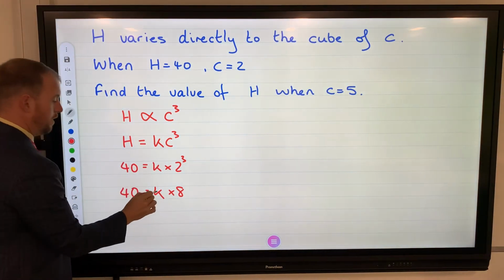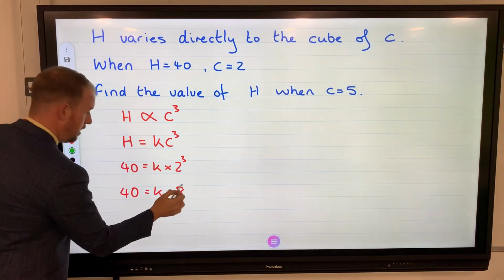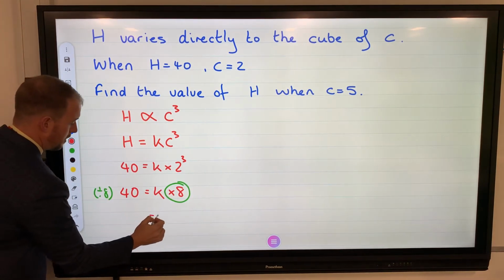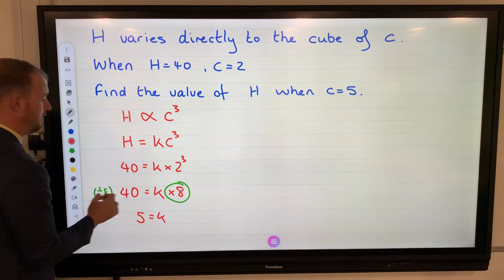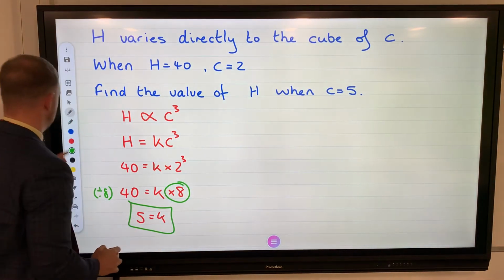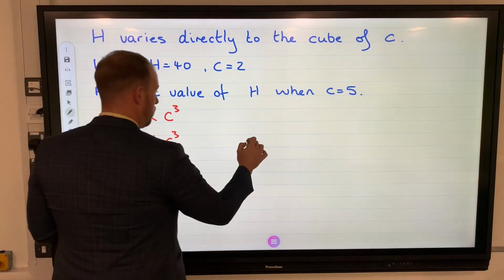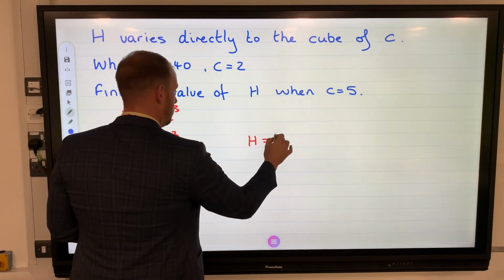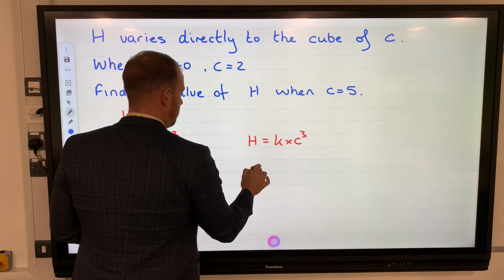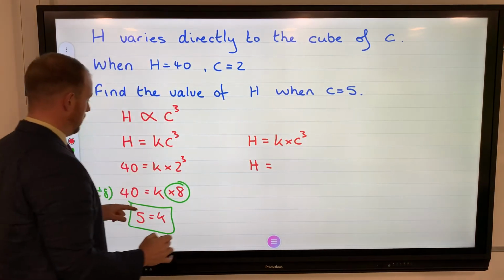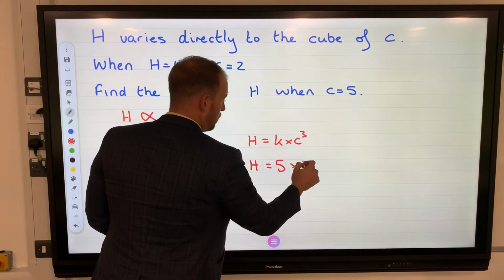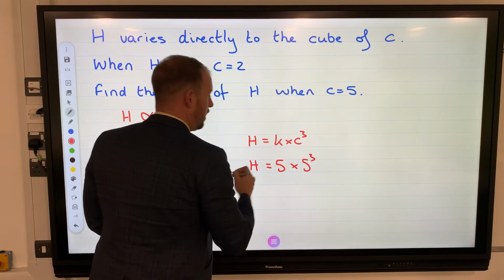So 40 equals a constant multiplied by 8. Let's divide by 8 to find the constant. So my constant must be 5. It's 5, 8 into 40. Now that I've got the constant, let's use this formula again. H equals constant times c cubed. This time, k is 5. c is also 5. Now we're going to work that out.